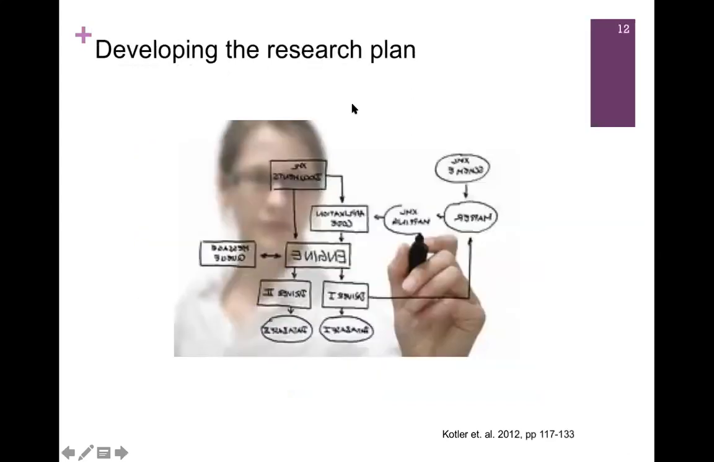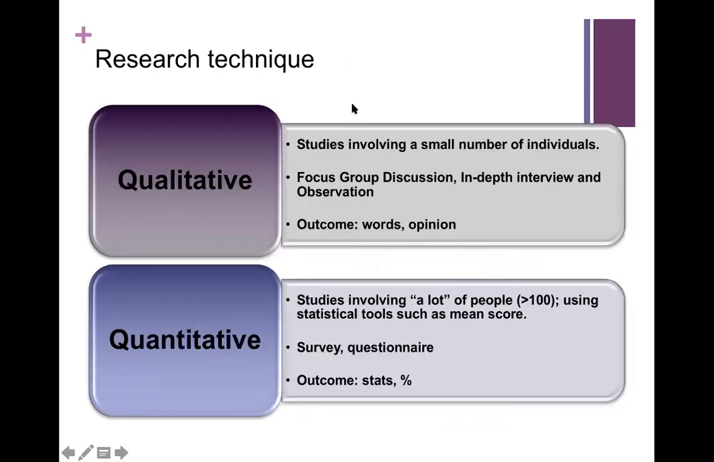Right. So here we are in terms of types of data, and the next decision that we need to make when it comes to the research plan is the techniques that we want to use. Broadly speaking, we have 2 types of techniques: qualitative and quantitative. Qualitative research includes a small number of individuals. Focus group discussion is the popular technique. In-depth interview is another one, and observation is also popular in marketing research.